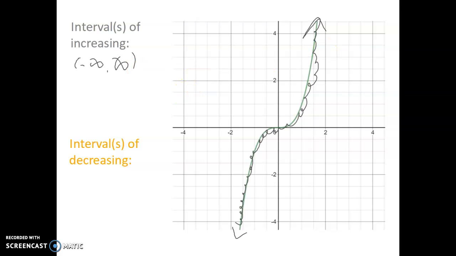So what does that mean for my intervals where it is decreasing? Where is this one going down? Well, it's not going down anywhere, so I'm going to write none, or I might write there are not any intervals, or I might write it is not decreasing anywhere, but something that tells me I know the answer to that question. Don't leave it blank just because there is no interval where it is decreasing.